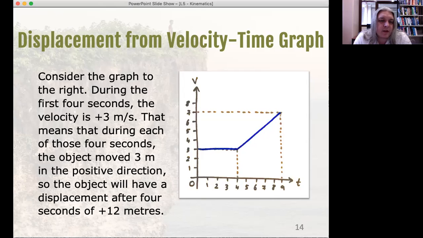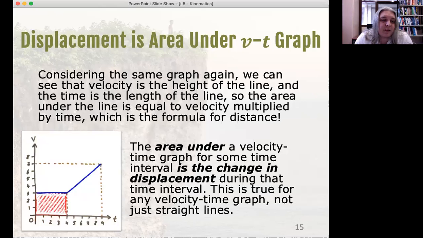So if the velocity is 3 meters per second for the first 4 seconds, then for every one of those 4 seconds, the object has moved in the positive direction, a displacement of 3 meters. For 4 seconds, it will therefore cover 12 meters. Right? So that's fairly basic math. If it's traveling 3 meters every second and it does that for 4 seconds, it's traveled 12 meters. But that's actually the exact same thing as the area under the velocity time graph between time equals 0 and time equals 4. So that rectangle that I've shaded in red there gives us the change in displacement.